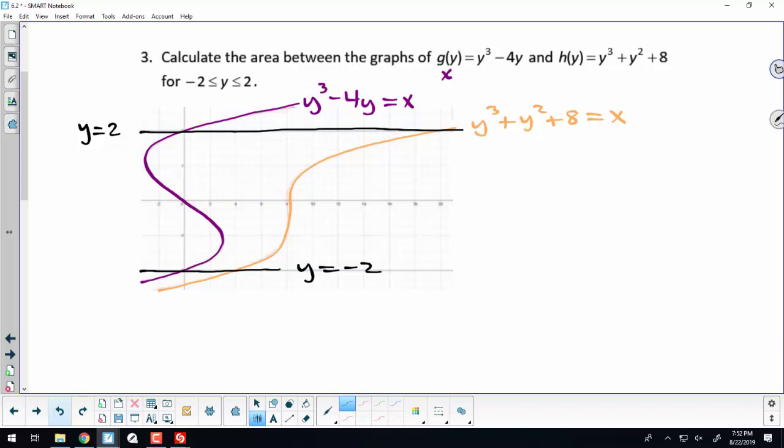So here's a perfect example of why it's beneficial to have two ways to look at it. If we tried to find this area with respect to x, even here there's an issue. For that rectangle, we have to calculate top minus bottom, which means we have to take this equation and solve it for y.